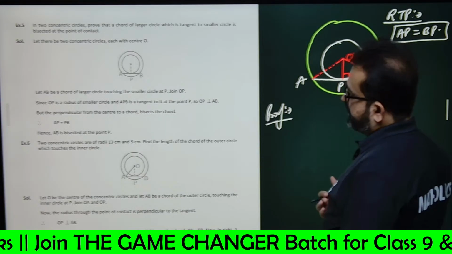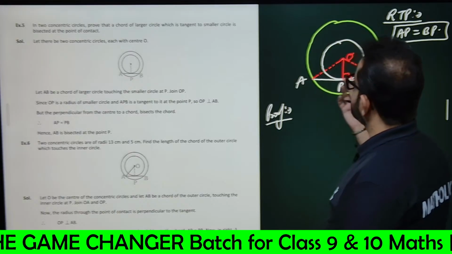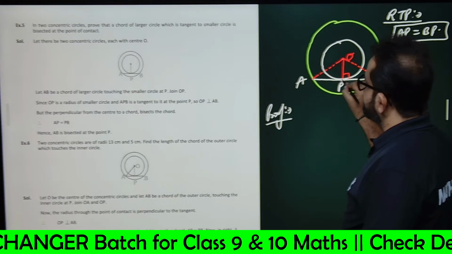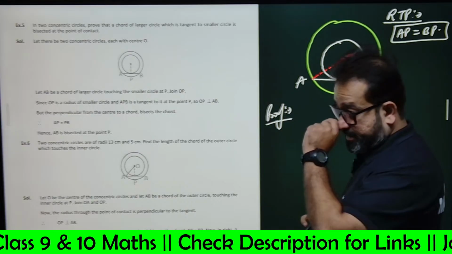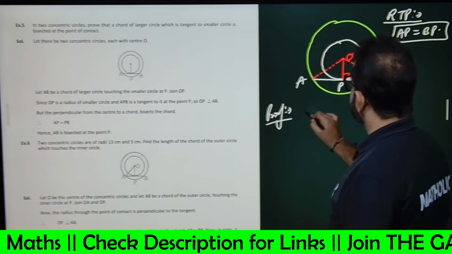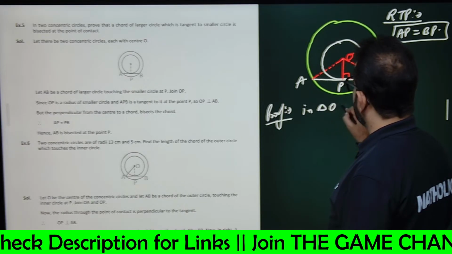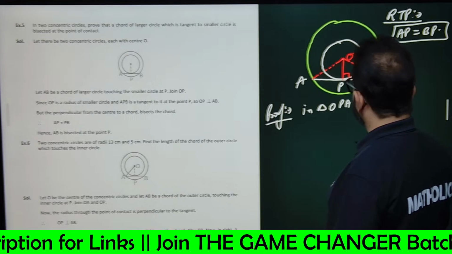Now we have to prove what? We have to prove that AP is bisected at the point of contact, this is the point of contact P. So AP equals BP, we have to prove. That's it, right? So we'll write in triangle OPA and triangle OPB.